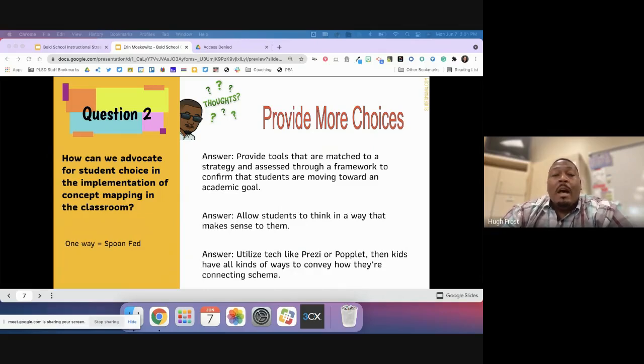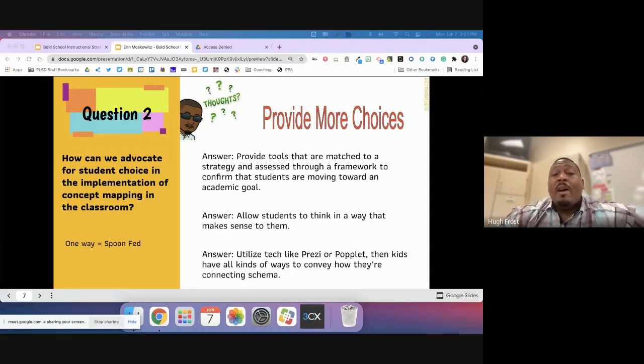Question 2 says, how can we advocate for student choice in the implementation of concept mapping in the classroom? The basic thing about the book was they wanted to say, we don't want to spoon feed our kids when we just give them graphic organizers or when we just teach there's only one way. We want to go away from that. We want to develop and provide more choices for our students. And that way, those more choices lead to concept maps where they develop their own thought process in order to graphically represent that thinking.